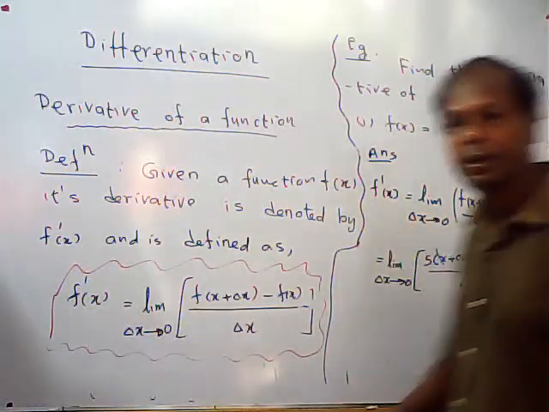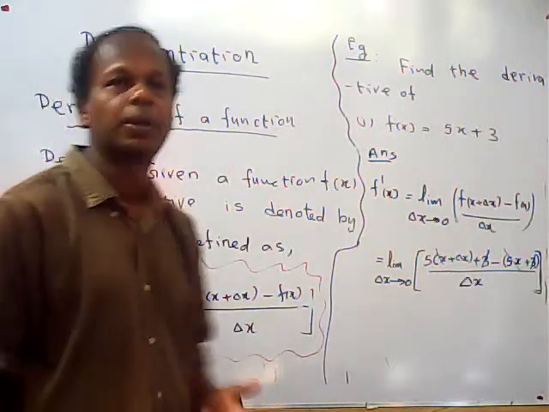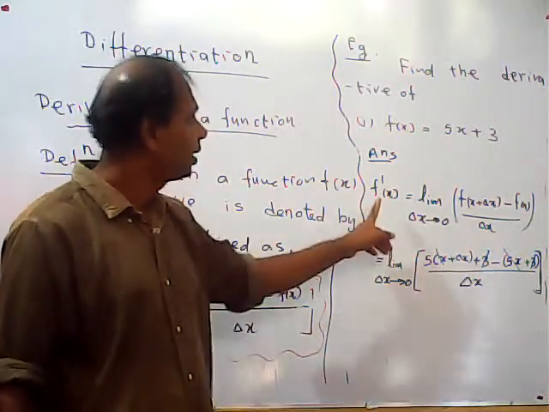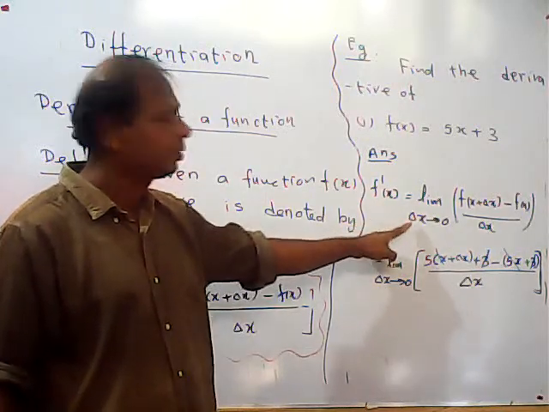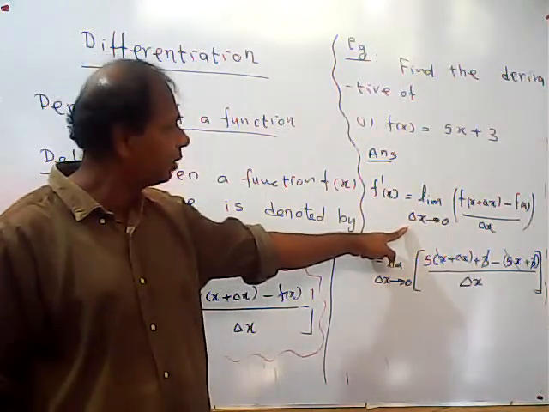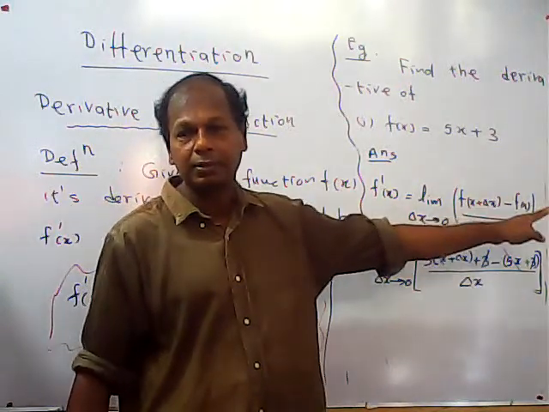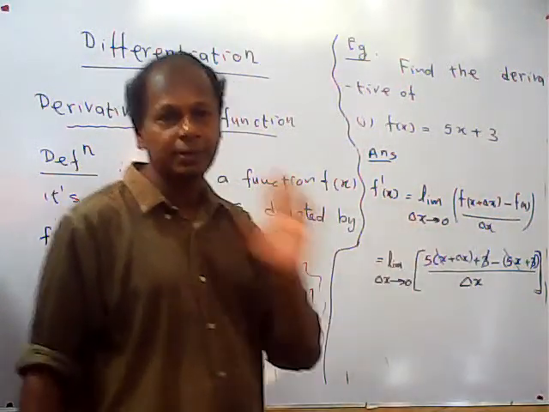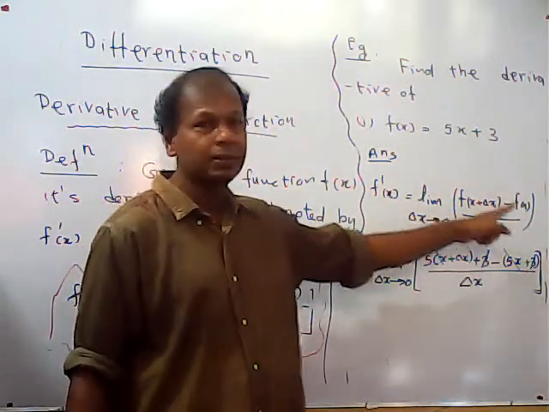If you have to find the derivative by the definition, or by first principles, we start by writing the definition. So f'(x) is defined by the limit as delta x goes to 0 of [f(x plus delta x) minus f(x)] over delta x, right? Now I am going to substitute in this.